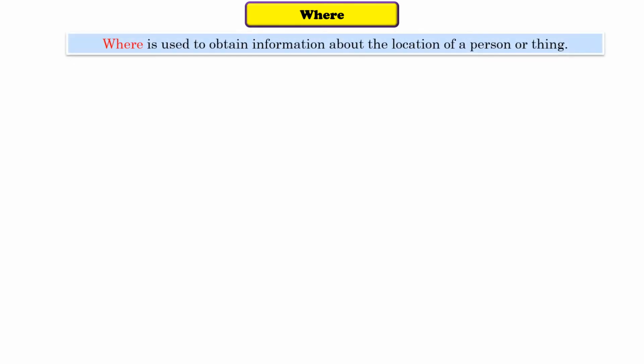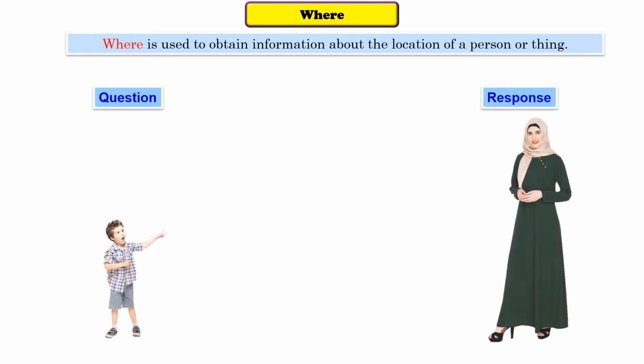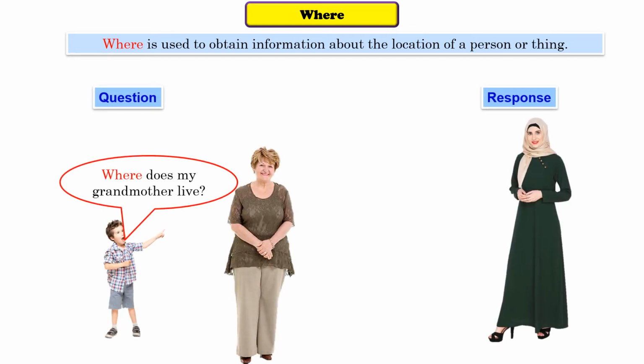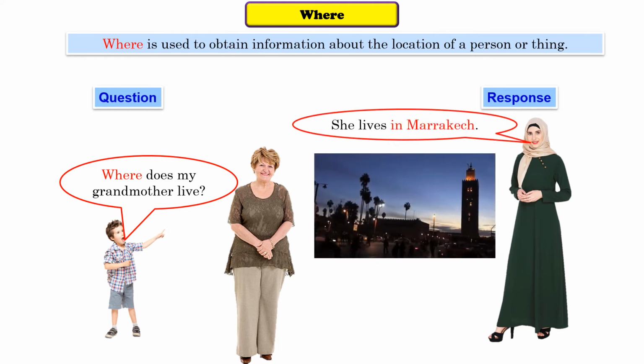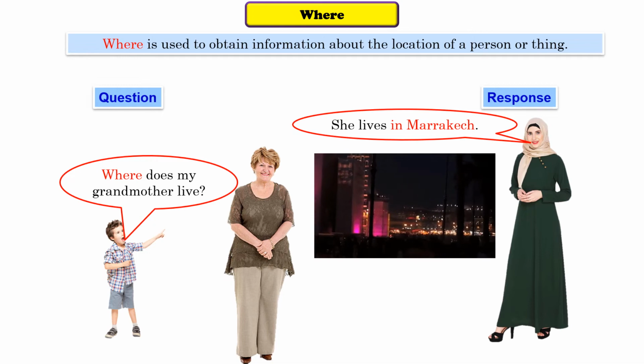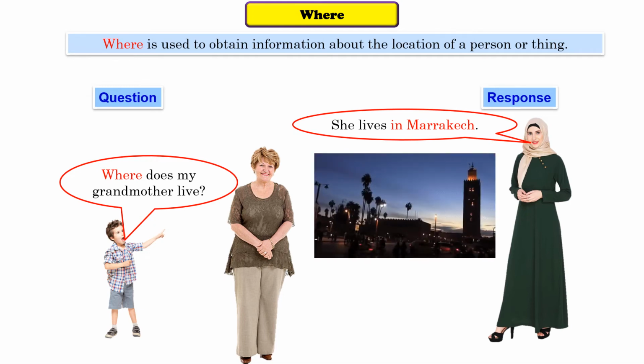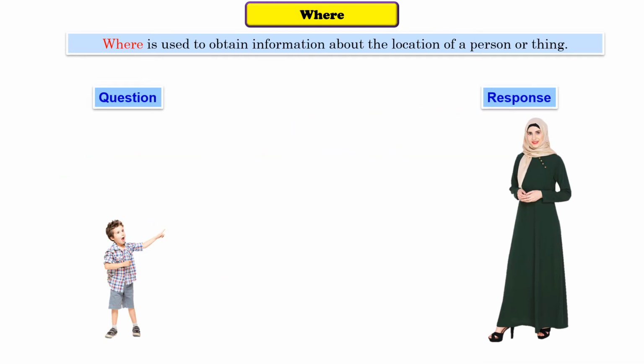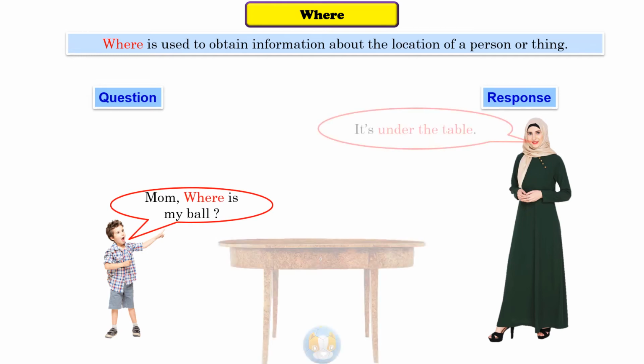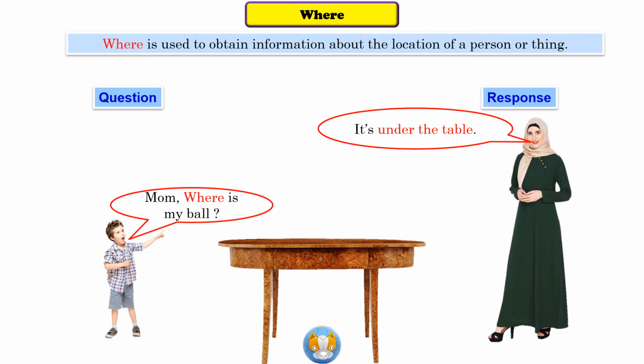Where. Where is used to obtain information about the location of a person or thing. Example: Where does my grandmother live? She lives in Marrakesh. Another example: Mom, where is my ball? It's under the table.